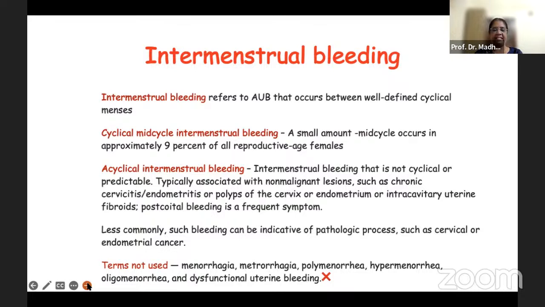Acyclical intermenstrual bleeding is not cyclical nor predictable. It is typically associated with non-malignant lesions, such as chronic cervicitis, endometritis, or polyps. Postcoital bleeding is a frequent symptom in any infection also. Less commonly, it can also be indicative of a pathological process, such as an endometrial or cervical cancer. The terms I said are not used nowadays are menorrhagia, metrorrhagia, polymenorrhea, hypermenorrhea, oligomenorrhea, and DUB, dysfunctional uterine bleeding. This is not being used nowadays.